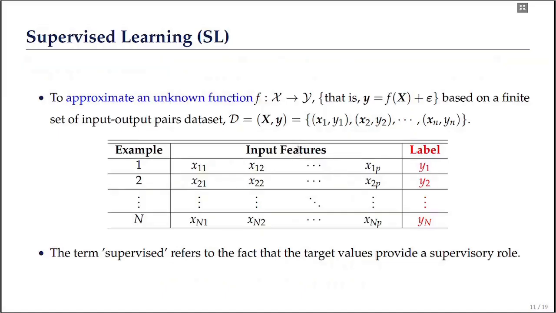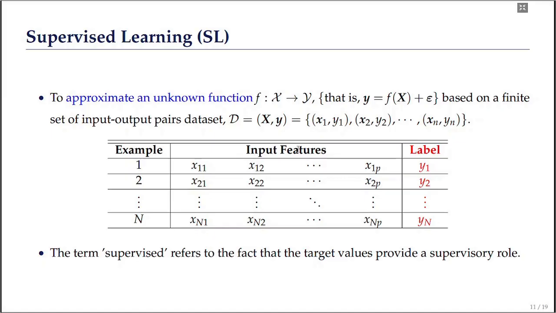To see this in more detail, let's start with supervised learning. In supervised learning, the objective is to approximate an unknown function f that maps from the input space x to the output space y. That is, we are interested in approximating or estimating the model y equals f of x plus the error term e, given a certain finite set of input-output pairs, the dataset D.